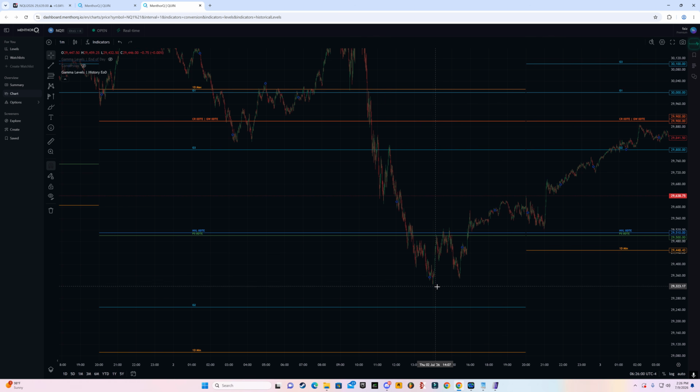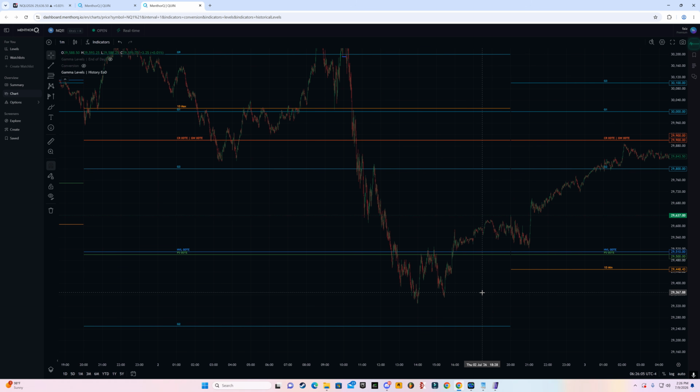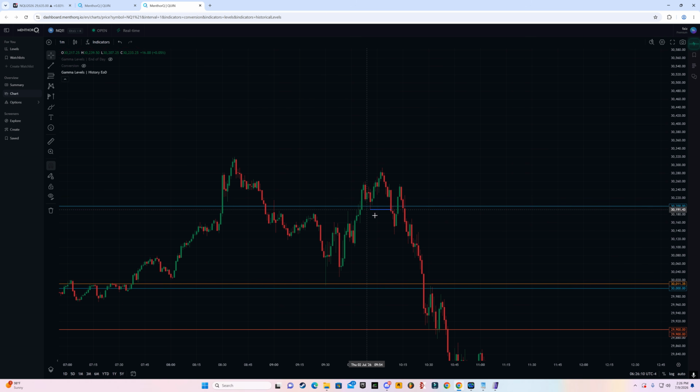We are making up our mind. If we break below the G2 level, we're going to see continuation to the downside. But what happens is that we start pushing up. So this is how you would take your entry using ICT.